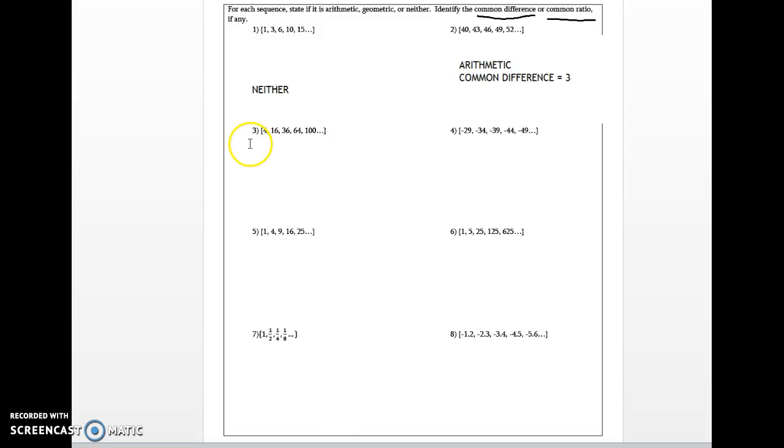For this third one, a lot of students said that it was geometric because they indicated that it looked like it was multiplying by 4. And that works for some of the cases, but it doesn't work in every case. So I know from going from 4 to 16, you're multiplying by 4. For 16 to 36, however, you're not multiplying by 4. So that destroys your common ratio idea. So for this one, you can just state it is neither.